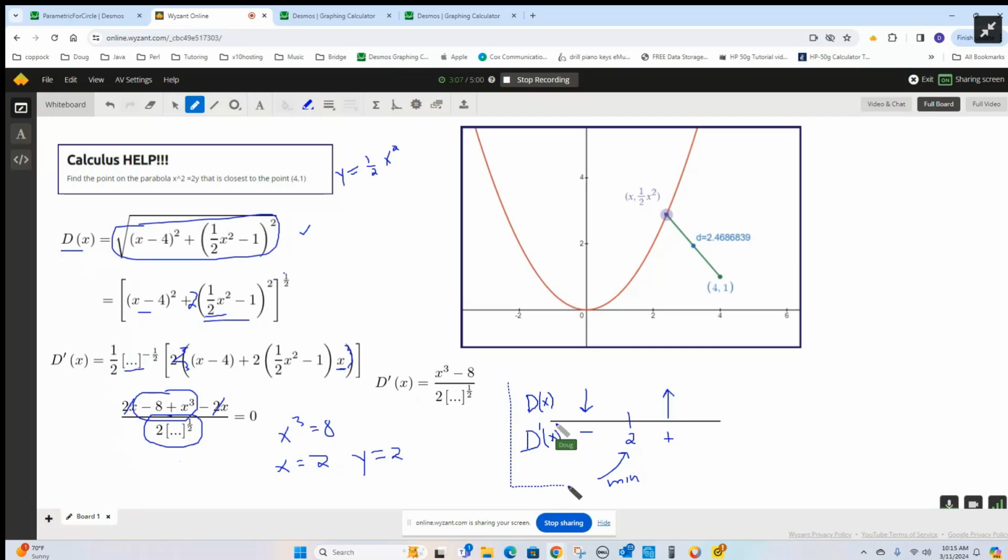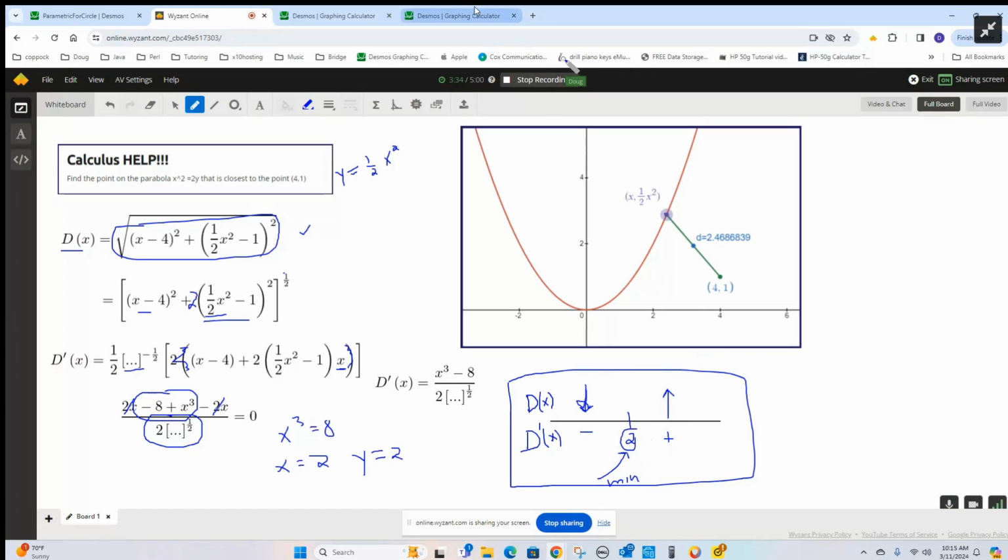We should probably apply the first derivative test to show that it's actually a minimum distance. So 2 is the only critical number. If you pick a number to the left of 2, like 0, plugging it into the derivative, you find out the derivative is negative, so the original function is decreasing. To the right of 2, the numerator is positive, so is the denominator, so 2 generates the minimum.